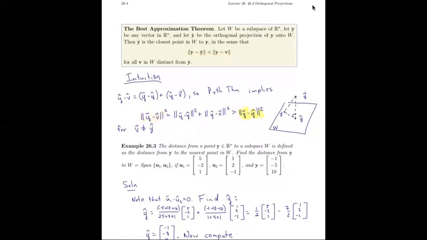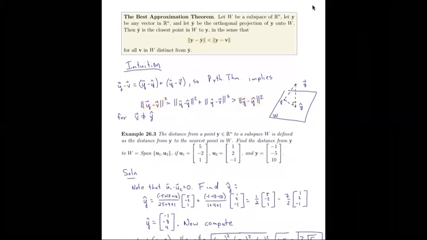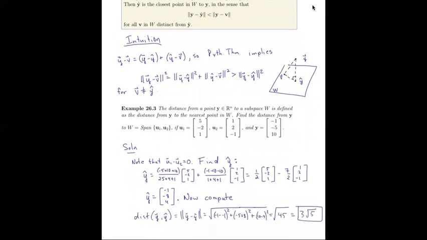So that's our geometric intuition, and then our analytic argument to show that this is actually the case. Our closest point from Y to any subspace W is the point that is the orthogonal projection of Y onto W. So let's implement this in a problem.